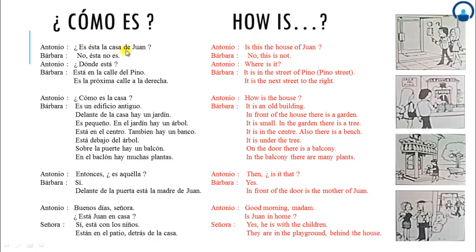¿Es esta la casa de Juan? Is this the house of Juan? No, esta no es. No, this is not.